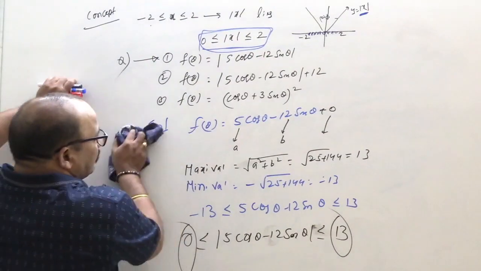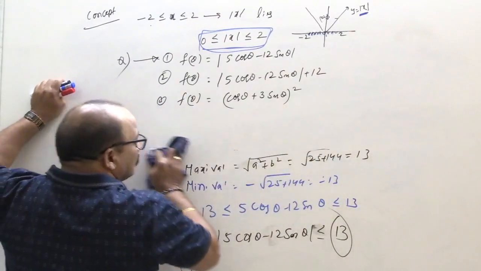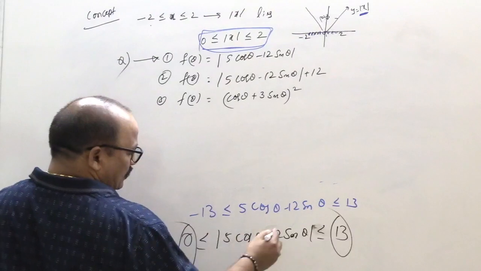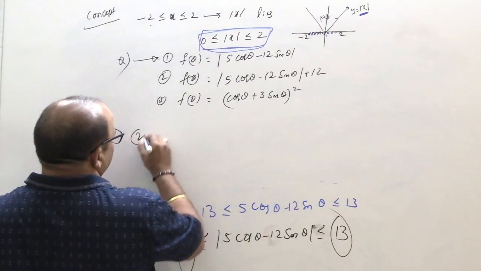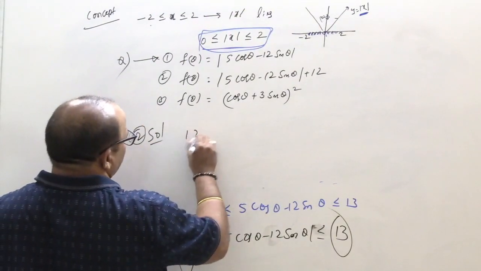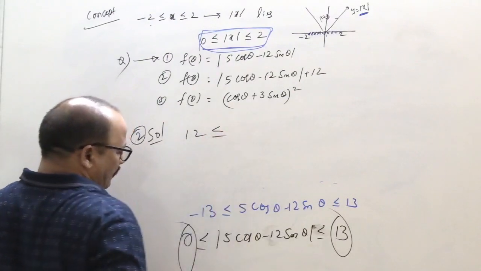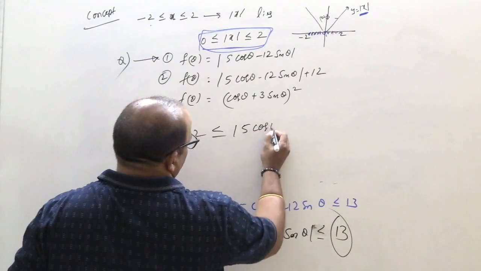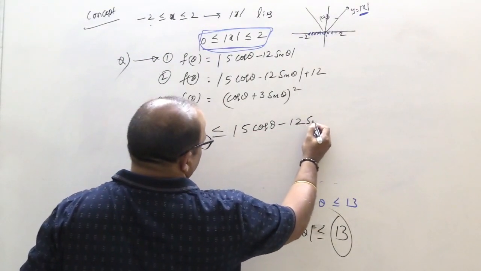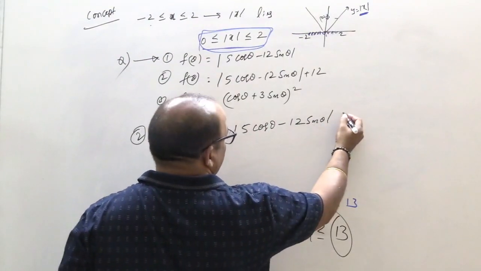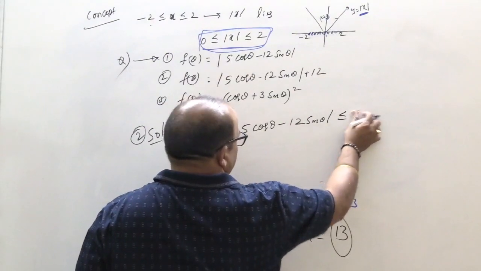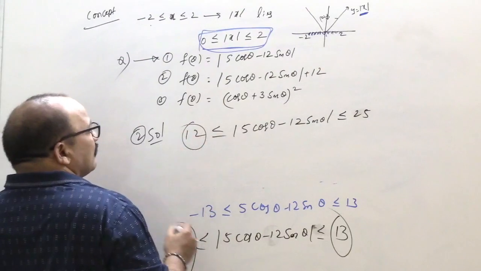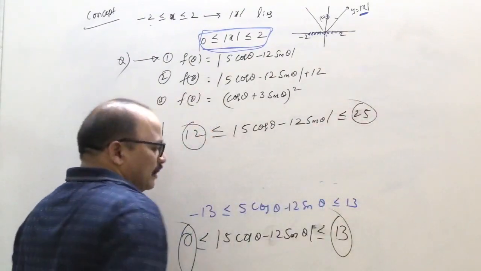Now I will do the second one. Just adding beta, adding 12 on both sides. Second one solution: 12 is less than or equal to mod 5 cos theta minus 12 sin theta is less than or equal to 12 plus 13, adding, so total 35. So minimum value 12, maximum value 25.